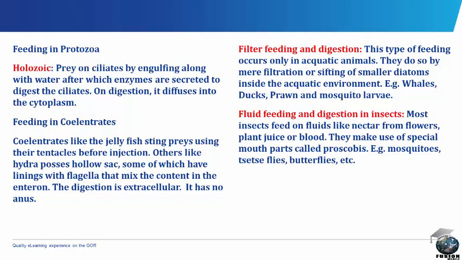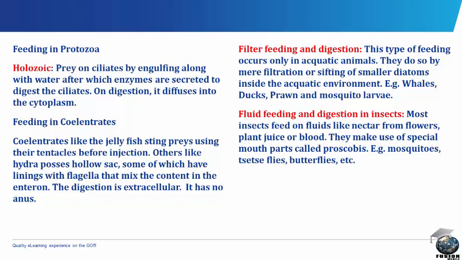Feeding in protozoa. The paramecium ingests ciliates by engulfing them along with water, after which enzymes are secreted to digest the ciliate. On digestion, it diffuses into the cytoplasm. This is known as the holozoic form of feeding.